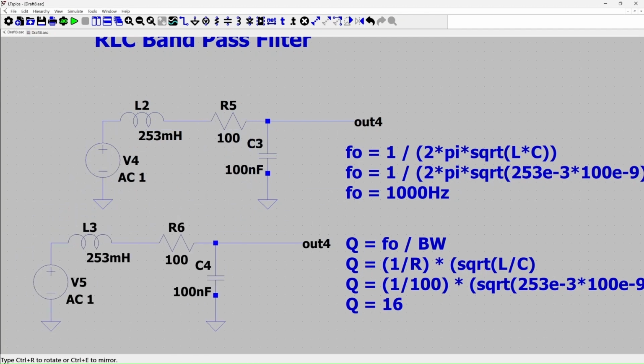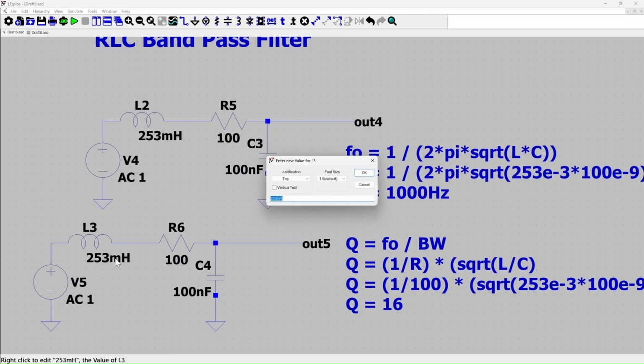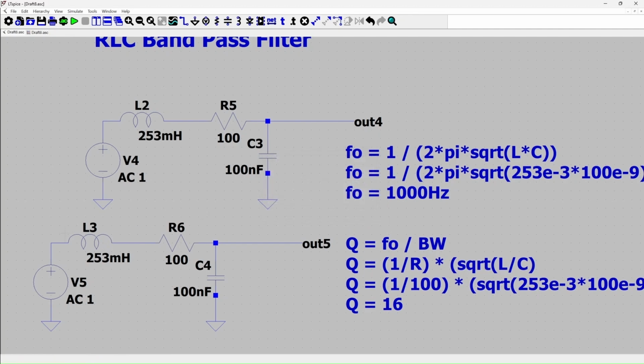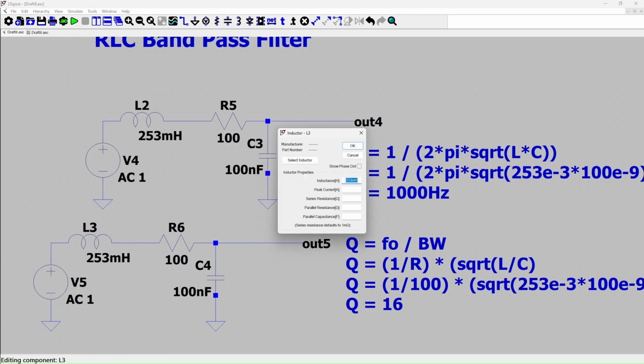I'll just copy this filter here and change its output to output 5. And what I want to do is convert this inductor into a variable inductor. So how this is done in LTspice is like this. I will call this variable inductor L coil.